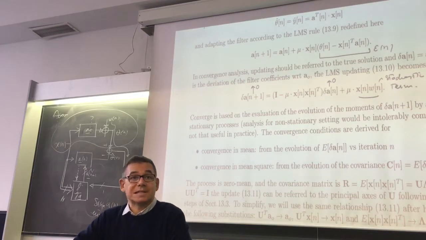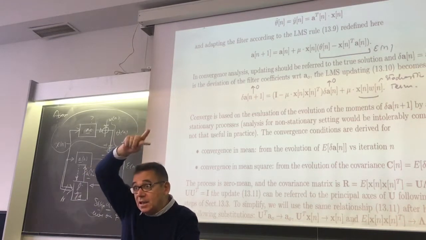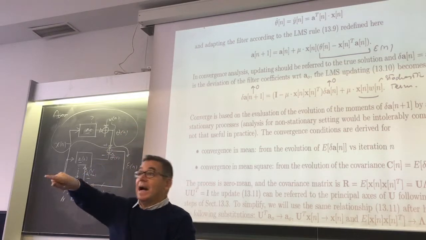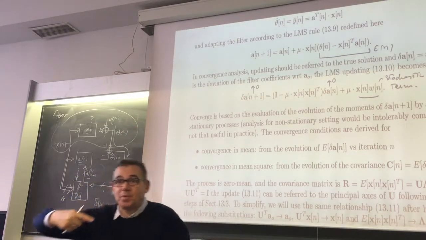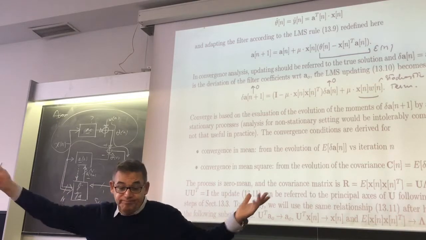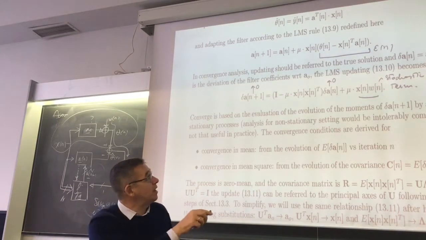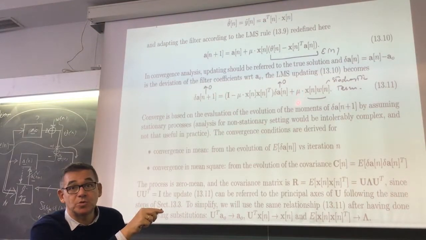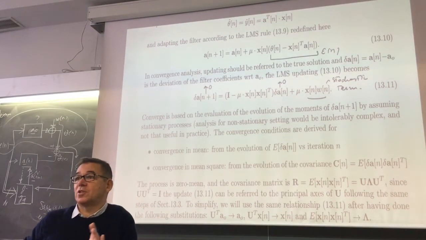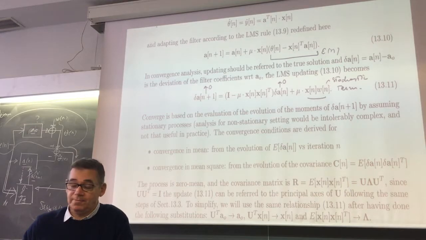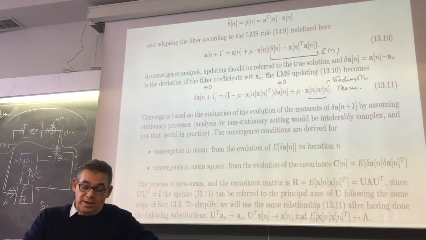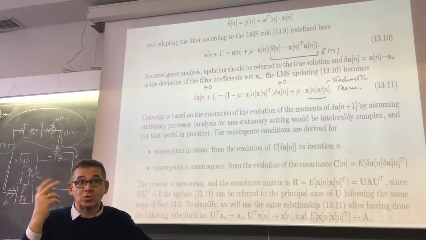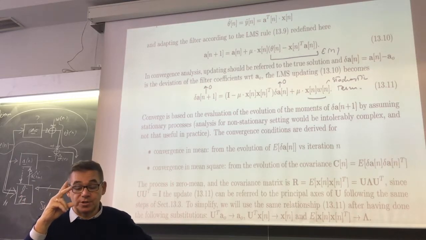So let's consider skiing. When I go skiing, even if I reach the minimum, I keep moving. Now, the easy way to avoid moving is to put this mu to 0, then I stop moving because I don't make any step. Now, that means I can define two criteria for convergence.